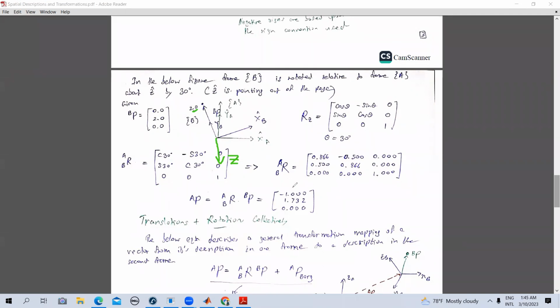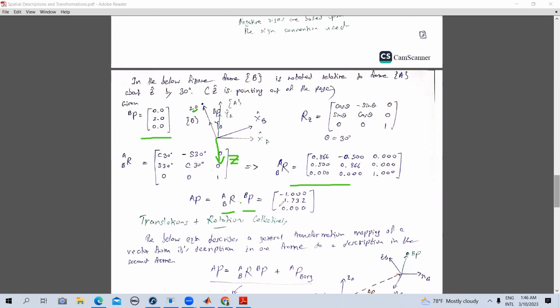Now you know the rotation relationship, which is given by this. If you want to find the position vector of this particular point with respect to frame A, you simply have to multiply this by this. So it will be R_AB, the rotation of B with respect to A, times the position vector of the particular point with respect to B. And once you multiply this, it's a simple computation, you will get this. So this is the answer.